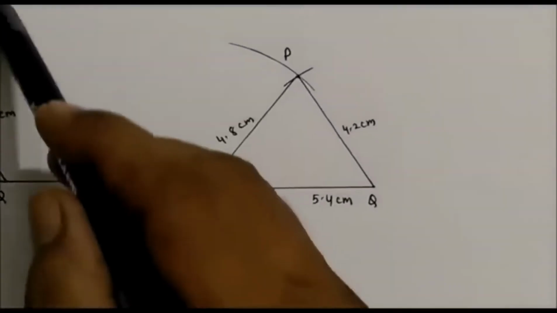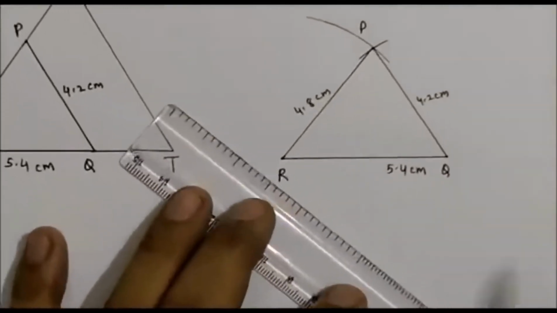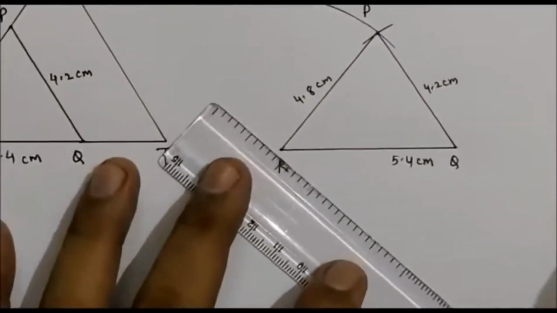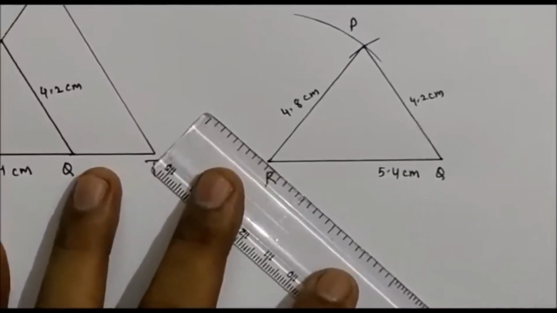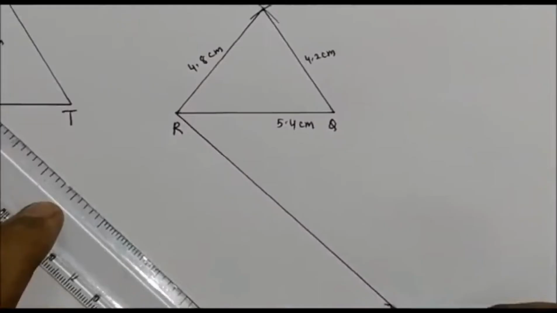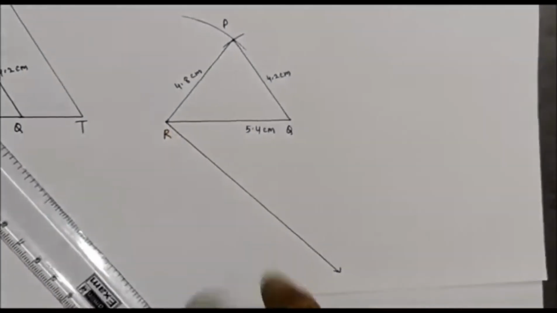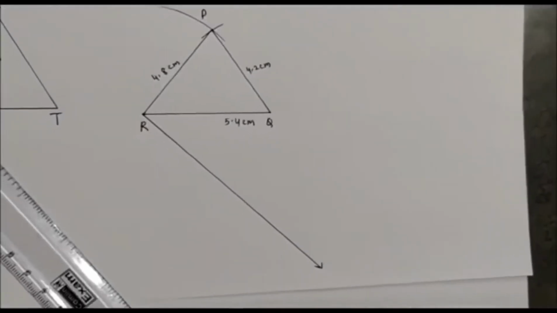Now to construct triangle LTR, what we do, from this point R, you are going to draw an acute angle. You are going to draw an acute angle here from point R. You can draw any measurement.